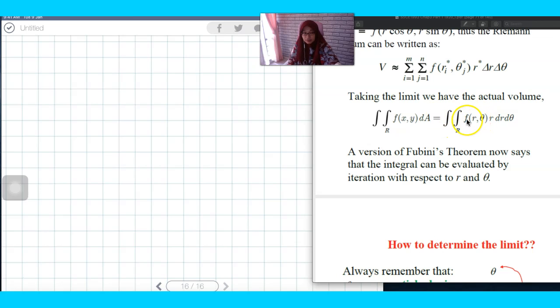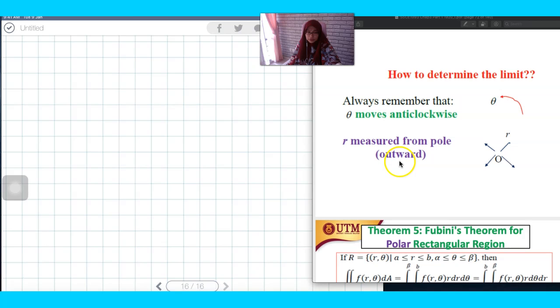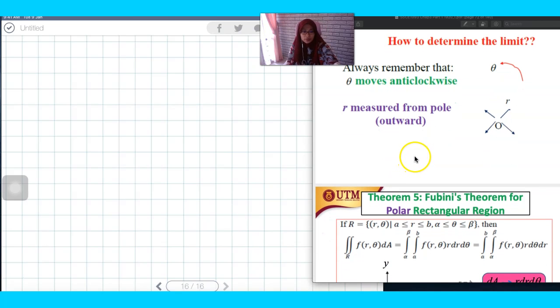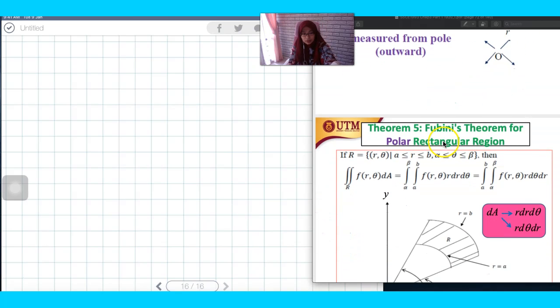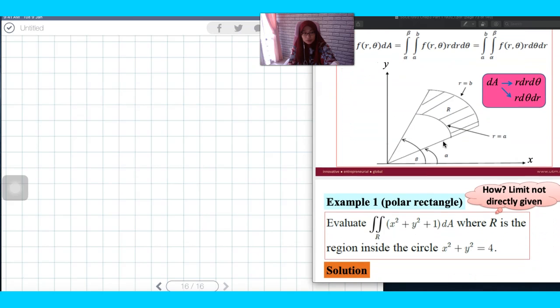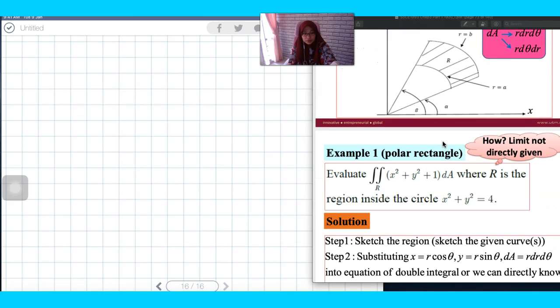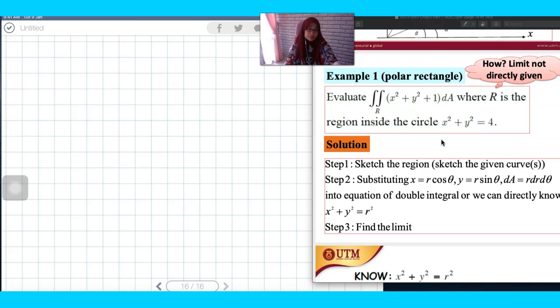So exactly the same, which means that now the r here will be part of the integrand. You have to consider this one as part of the integrand, and when you integrate, you have to integrate with respect to r first, and then after that with respect to theta. So now we want to know how can we determine the limit in polar. Okay, so I will explain through the example.